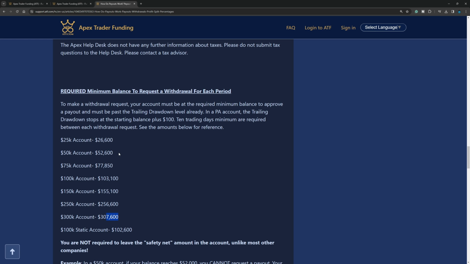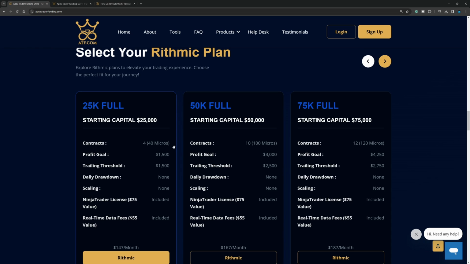However, in the 50K account, and this is one of the accounts that I do favor, and we're going to talk about that here in just a few moments, you only have to make roughly $2,600 of profit in order to be eligible to request a payout. Now, the reason why I say I like the 50K versus the 25K: when you go to request a payout, you don't necessarily have to take out the maximum they allow you to take out, because if you can build a buffer, then you can actually have more drawdown in your account.